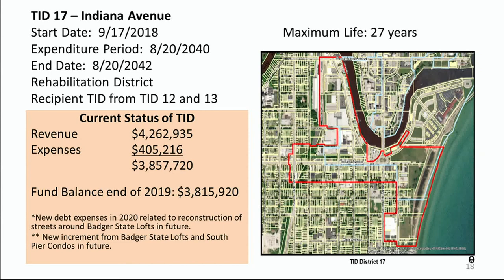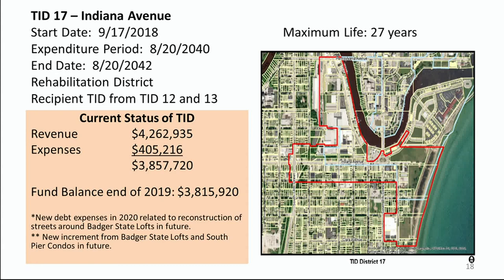TID 17, Indiana, this was created in 2018. It closes in 2042 as a rehabilitation district with a maximum life of 27 years. It's right now a recipient TID, receiving funding from TID 12 and TID 13. It has a positive cash balance as of the end of 2019, and a fund balance positive as well, but I will note that we did take a note out for almost $4 million to repair the infrastructure around the Badger State Lofts, and those debt payments have not been paid back or started payment yet.